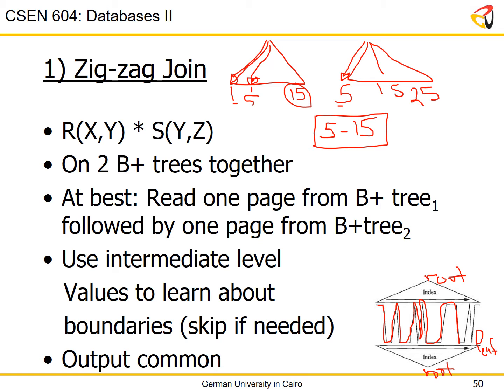Now, I will also compare the maximum here and the maximum here, and since this is 15, I will go here and look for the 15 until I find it, or I find a value that is just greater than it. And this will be the interesting segment to me, because it will hold my answer, which is the common values between r.y and s.y.